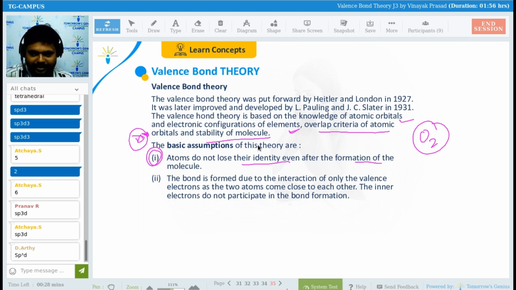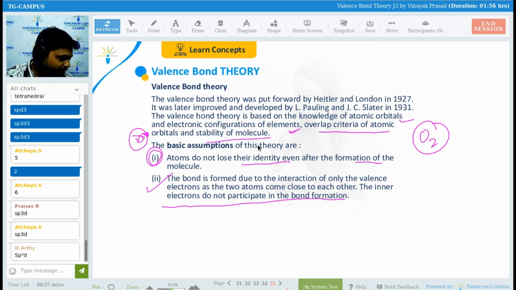Getting my point, everyone? The same happens with chemistry. In the very first lecture I taught that there will be so many things that are similar to daily life. Now see here. The first thing is that the bond is formed due to the interaction of only the valence electrons. As two atoms come close to each other, the inner electrons do not participate in bond formation. Getting my point, everyone?